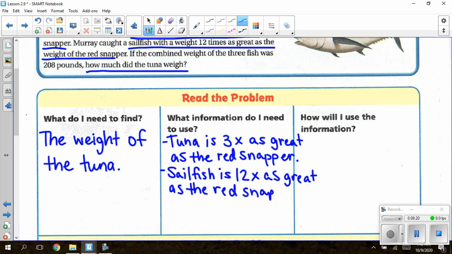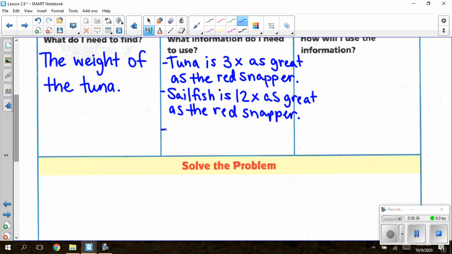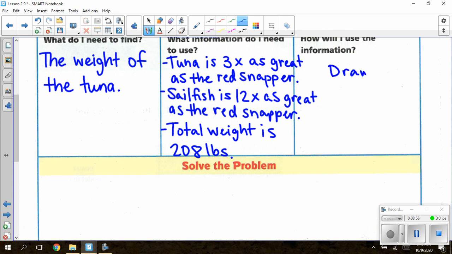So by looking at both of those pieces of information, we do see that the red snapper was the smallest fish. The final piece of information that we need to know is that the combined weight of the 3 fish was 208 pounds. So total weight is 208 pounds. And how will I use this information? Well, I am going to draw a diagram to solve.